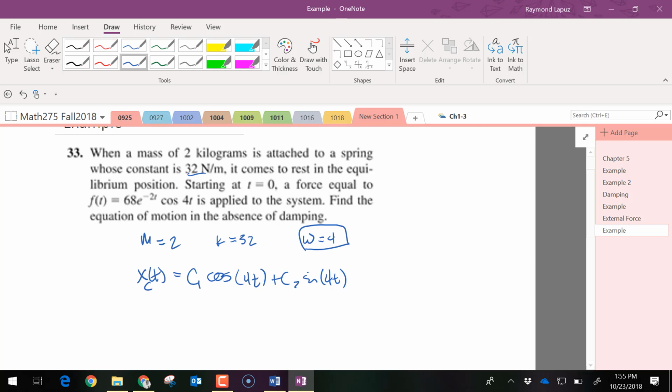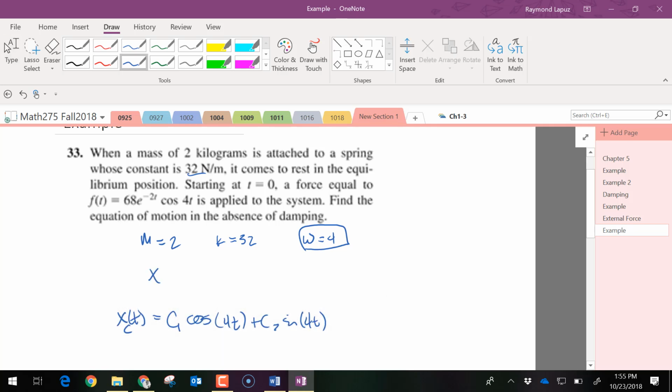No, we're not done. We also missed out on, well, I suppose we should write our differential equation here. So 2x double prime, I guess we can bring, what was omega squared again? Yeah, 16. x is equal to 68 e to the negative 2t cosine 4t. Oh no.